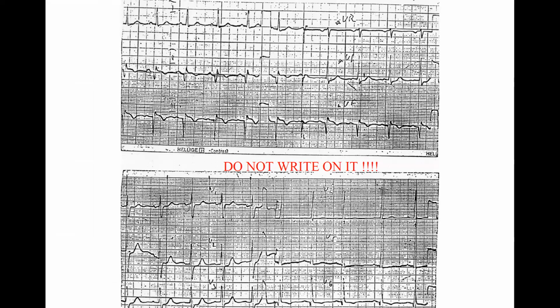Do we have pathological Q waves? Yes, we do, in lead number 2, 3, and aVF. And we do have ST elevation in the same areas. So what does it indicate? That would be an acute myocardial infarction. What is the location? Inferior. Exactly. So we do have an inferior acute myocardial infarction.